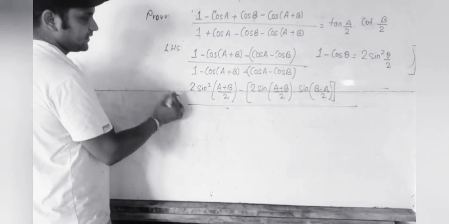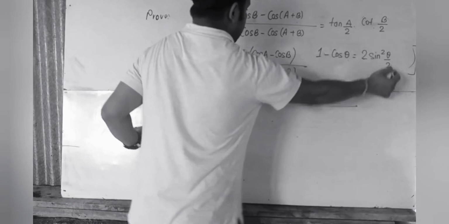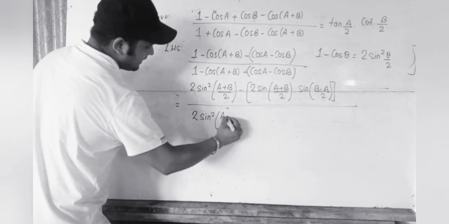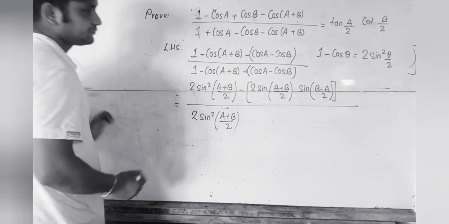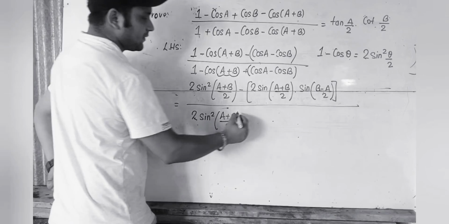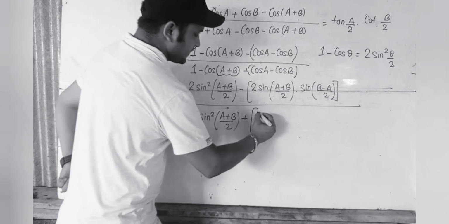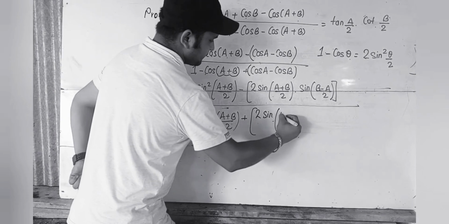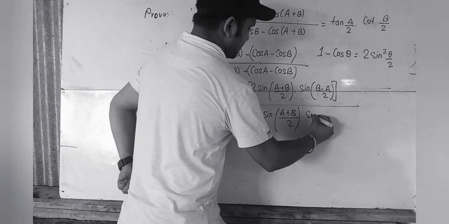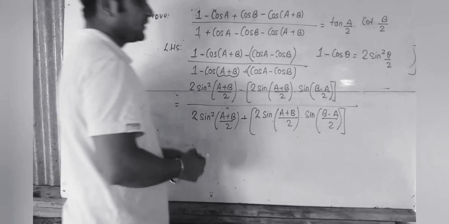Now let's go to the denominator. In the denominator also we did the same thing. You have 1 minus cos(a plus b). So by the formula of 1 minus cos theta as 2 sin square theta by 2, 1 minus cos(a plus b) will change into 2 sin square (a plus b) by 2. Now plus, again you have cos C minus cos D. So the formula of cos C minus cos D is 2 sin (C plus D) by 2 dot sin (D minus C) by 2. So we use the formula in the numerator and in the denominator.